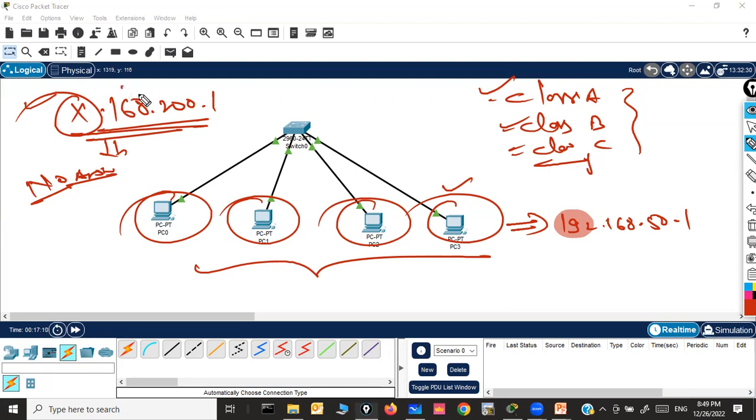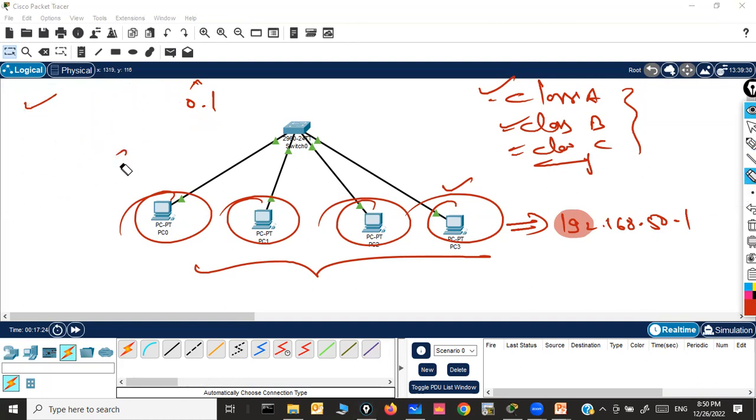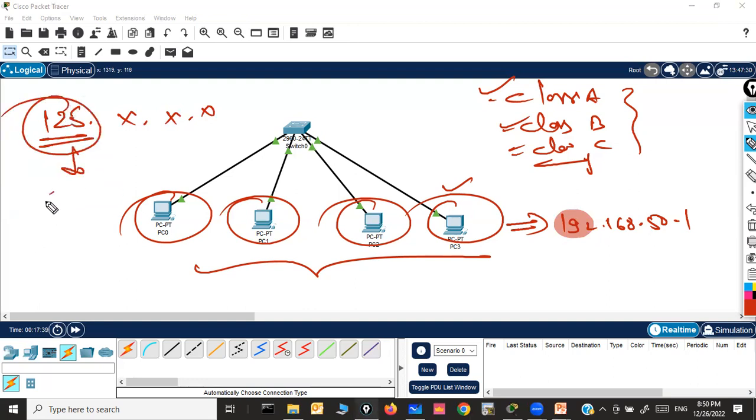We don't care about the second, third, and fourth octet for IP address classification. Even if you hide the second, third, and fourth octet, if you just tell me the first octet, I'll be able to tell you the class of the IP address. If you say the IP address is 125 and then any number, I'm in a position to identify the class. 125 means Class A.